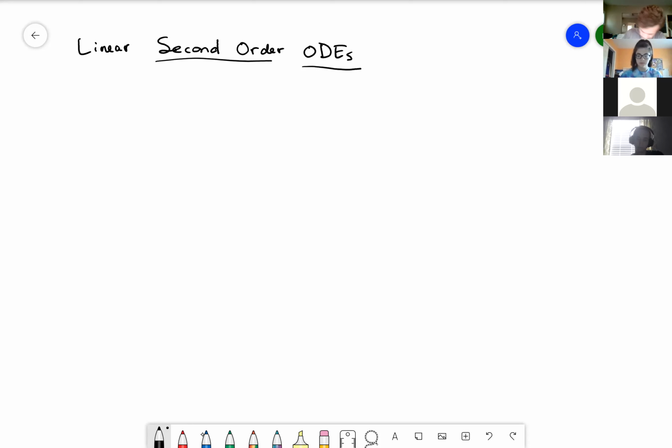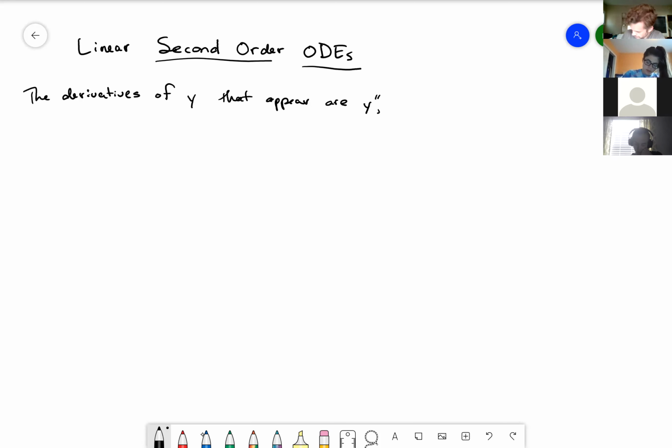Second order, this just means that the derivatives of our dependent variable that appear are y double prime, the second derivative, y prime, the first derivative, and y itself, we can think of as the zeroth derivative.